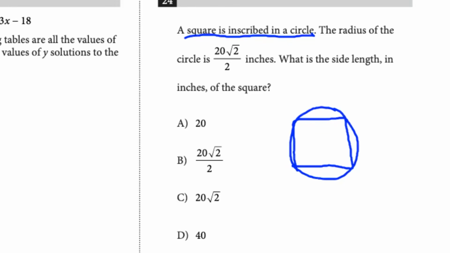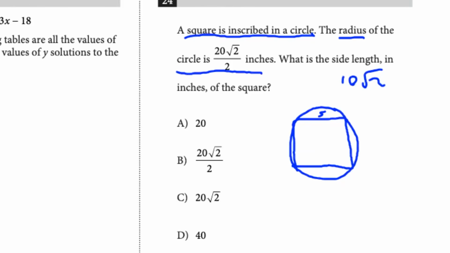And then basically we're told that the radius of the circle is 20 square root of 2 over 2 inches. I don't know why they wrote it like that. You could just write it as 10 square root of 2, simplify it a little bit. And then we're told to find the side length in inches of the square. Okay, so we're supposed to find S. So what you want to do, here's the trick. I'm not going to work it out for you entirely, but if I show you how to set it up, I think you can get it.